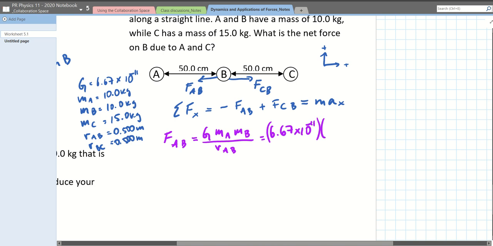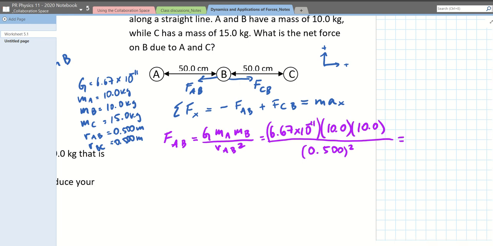Our mass A is 10. Our mass B is 10 as well. All right, and don't forget to square the R here. And then R_AB is going to be converted to meters, so don't forget to convert it to meters. So 0.5 meters. Now in this case we have 3 sig figs here. All the numbers for the mass are 3 sig figs, R is 3 sig figs, so the final answer should be rounded to 3 sig figs as well. So let's see what we get.